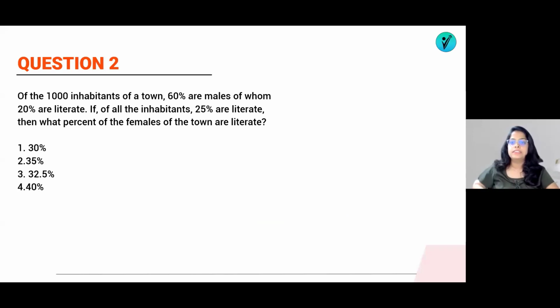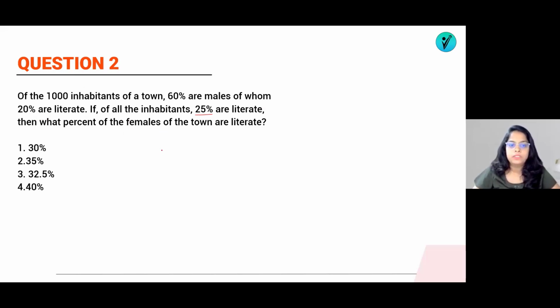So let's see what they are saying in question number 2. Of the 1,000 inhabitants of a town, 60% are males, of whom 20% are literate. If of all the inhabitants, 25% are literate, then what percent of the females of the town are literate?